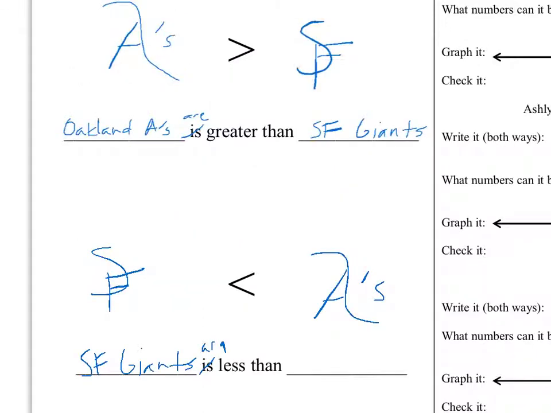So we can write a statement two different ways. It has the same relationship between the Giants and the A's. It's just said a little bit differently. So here we see that we have the SF Giants are less than the Oakland A's. It's the same thing. Either way, we're placing greater value with the A's.